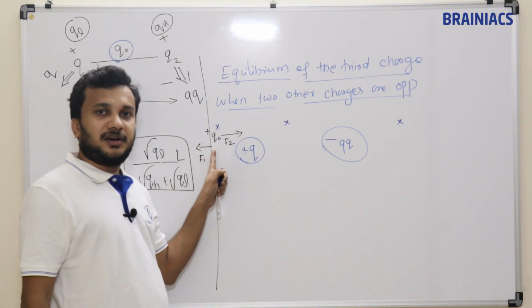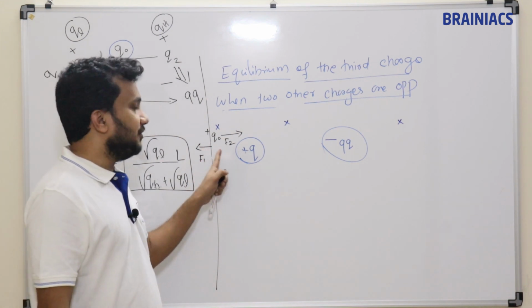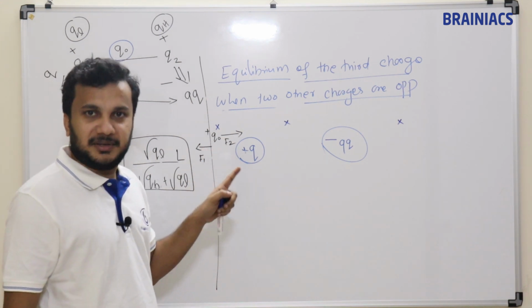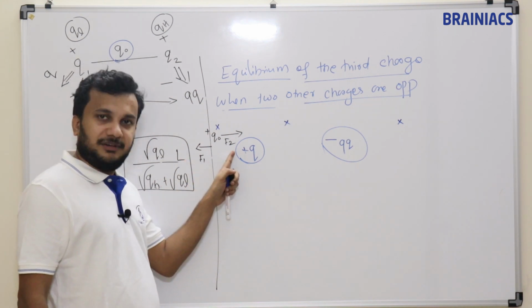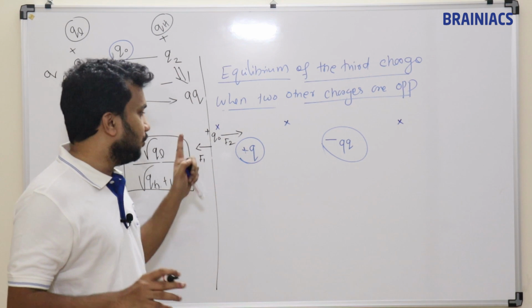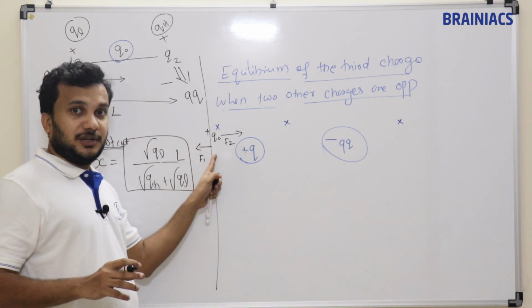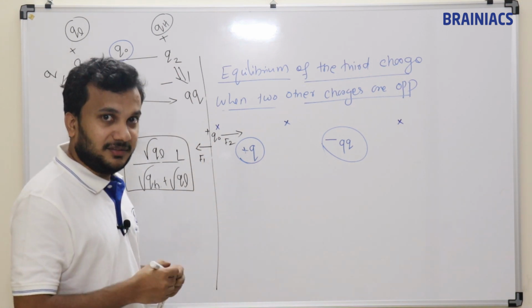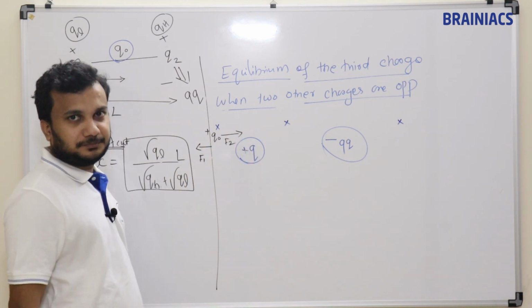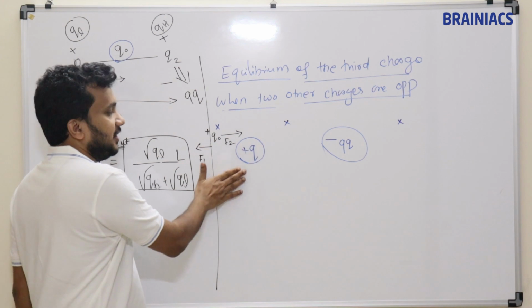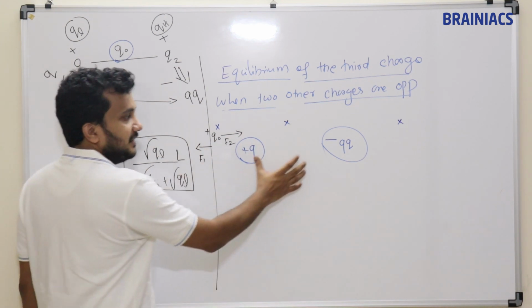Now the two forces are in opposite direction. Here we have a chance of equilibrium, which means when F1 equals F2, both forces are equal, there is a chance of equilibrium. So there is a chance on the left side of the lower charge. Left side of the lower charge, there is a chance.